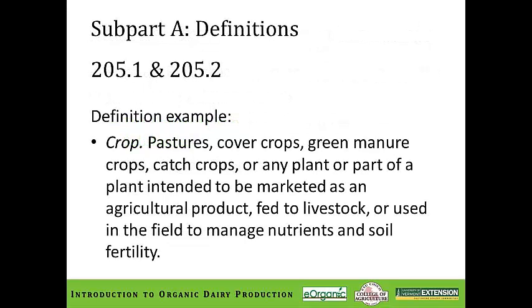Starting with Subpart A, definitions. This is section 205.1 and 205.2. This is just an example of one of the many terms which are defined in this Subpart A. This is the definition of the word crop, which goes into detail to say that crops are pastures, cover crops, green manure crops, catch crops, or any plant or part of a plant intended to be marketed as an agricultural product, fed to livestock, or used in the field to manage nutrients and soil fertility.